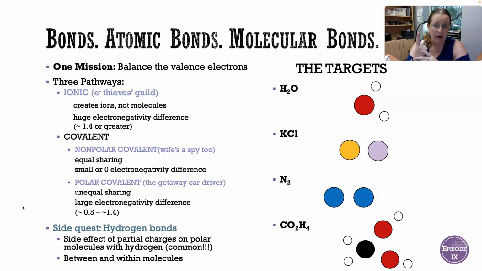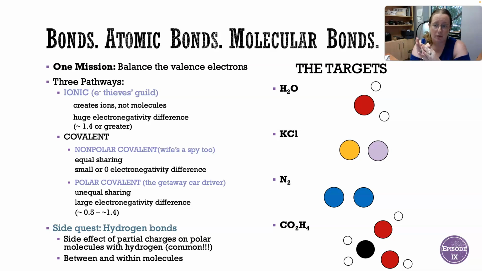One, ionic. Okay, so ionic is getting the Thieves Guild to help out. It's going to create ions, not actually molecules, because those electrons are actually moving to the other atom, not being shared between the two. In order for this to happen, you're going to need a big electronegativity difference between the two different elements. Okay, so for example, sodium and chlorine. Those two elements have a large electronegativity difference, so the chlorine is going to pull the electrons completely to itself.